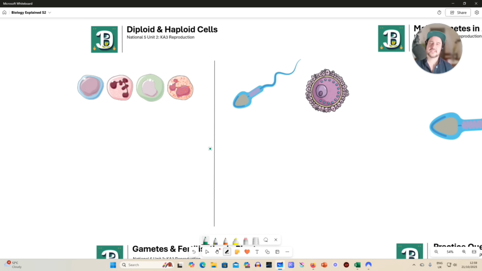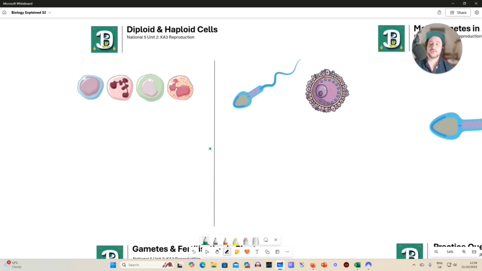Now, in order for us to understand how fertilisation occurs and why it works, we need to first take a step back and have a look at how we describe the cells that are involved in relation to the number of chromosomes or copies of chromosomes that they have inside them, because that's very important when we're looking at the fertilisation process. So on the screen, you can see I've got two types of cells.